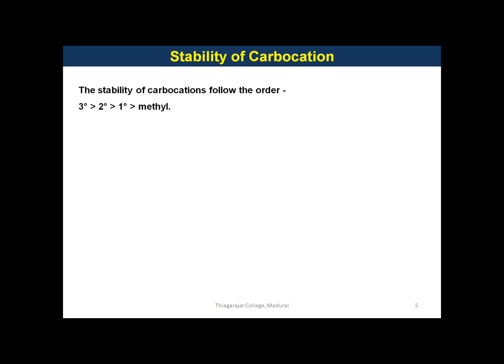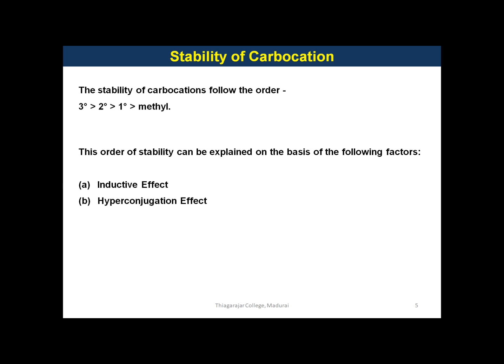Okay, coming to the stability of carbocation, if we compare the stability of alkyl carbocations, the tertiary carbocation is most stable. Then comes secondary, then primary, and then methyl carbocation, which is the least stable carbocation. The order can be explained on the basis of two factors. One is inductive effect and the other one is hyperconjugation effect.